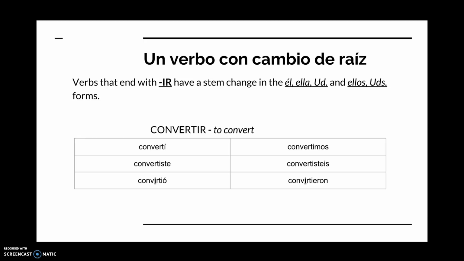So once again, you may want to highlight or boldface to make sure that you get accurate information. Your conjugations are convertí, convertiste, convirtió, convertimos, convertistes, and convirtieron.